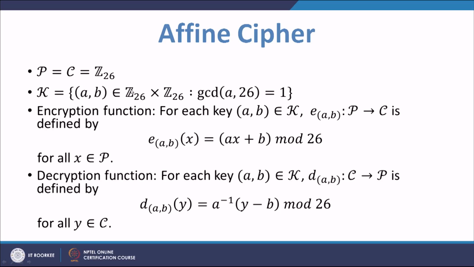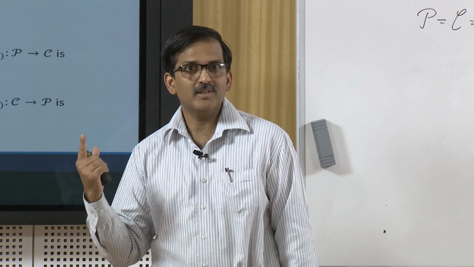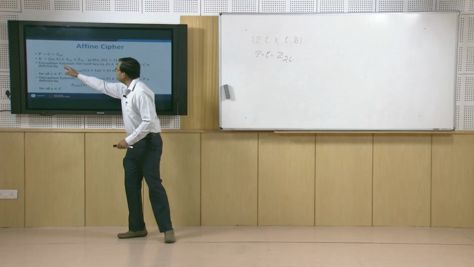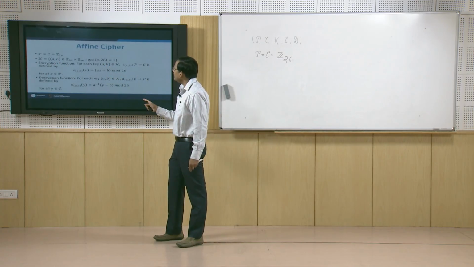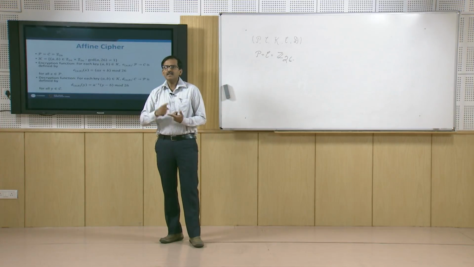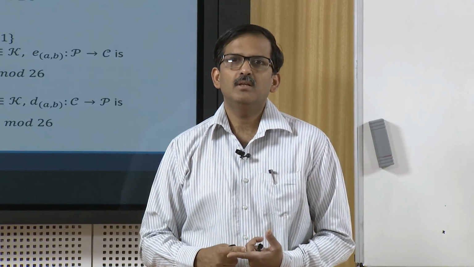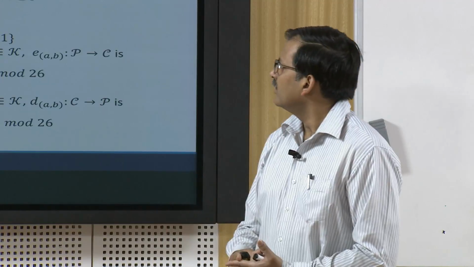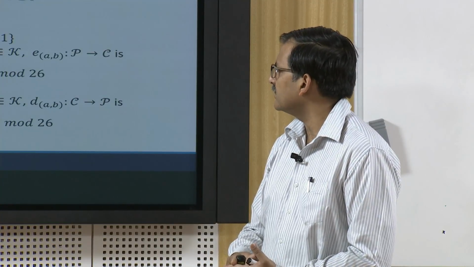So, we have 2 components, each coming from Z sub 26, but there is a restriction on one of the components, particularly the first component. The first component A has to be co-prime to 26, that is, the greatest common divisor of A and 26 has to be 1. We will see why, but let us first check the encryption function.